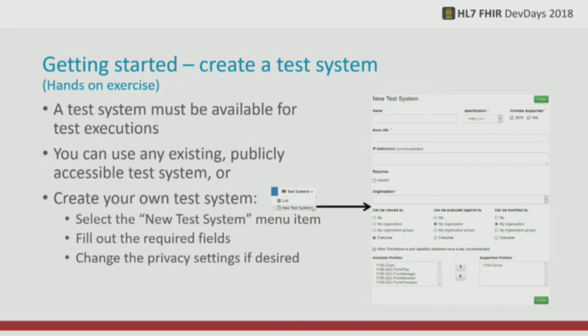And then we have some privacy settings here. So this is where you can make your test system publicly available. If you don't care who runs tests against your test system, click on everyone. And everyone will see it. But here, the execution can also be controlled. If you want everyone to be able to execute it, you have to click this one.